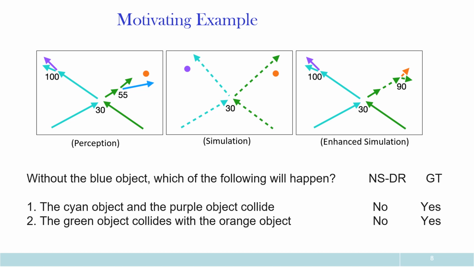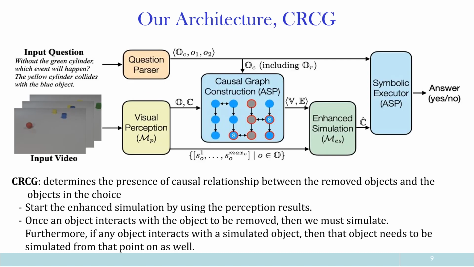Furthermore, the simulation of the green object isn't required up until this point. We will end up using this insight to improve upon the baseline models. So what we did was use the same basic framework that NSDR and VRDP use, but instead, do not necessarily simulate from the beginning of the scene.